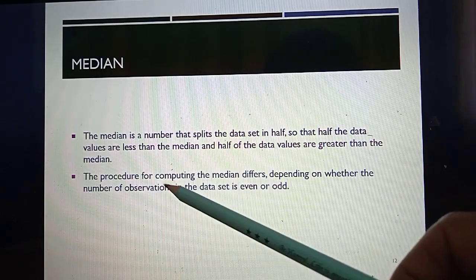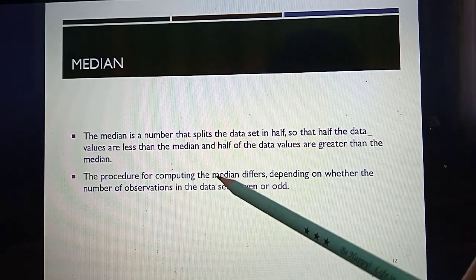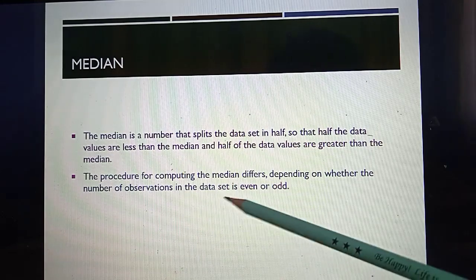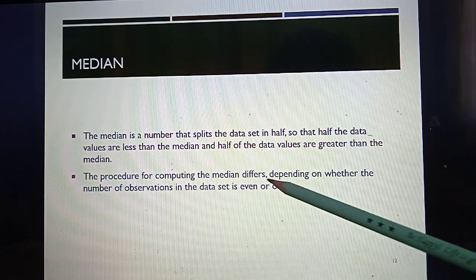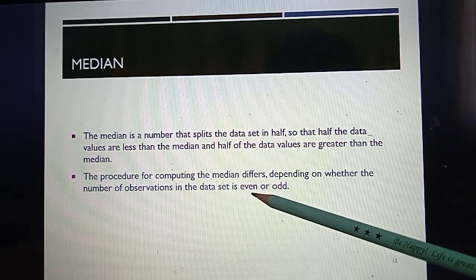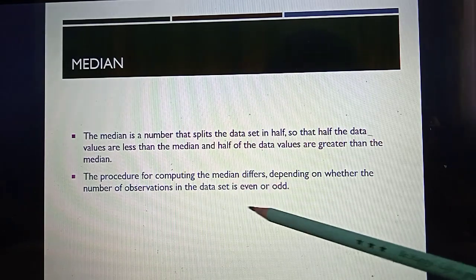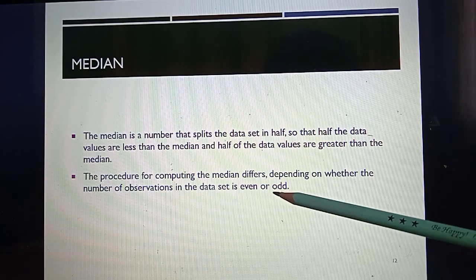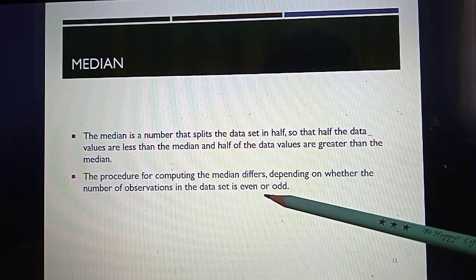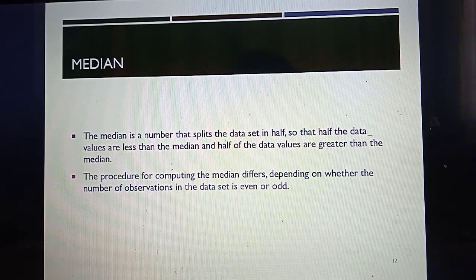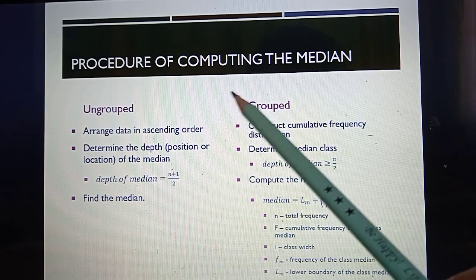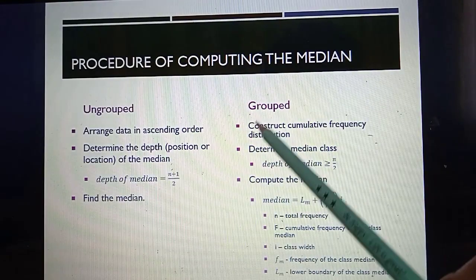So the procedure for computing the median differs depending on whether the number of observations in the data set is even or odd. So dia bergantung pada bilangan data size kita. Kalau even, pengiraan untuk median lain. Kalau odd, number of observations or data in samples, pengiraan untuk median is different. So this is the procedure of computing the median for ungrouped and grouped data.